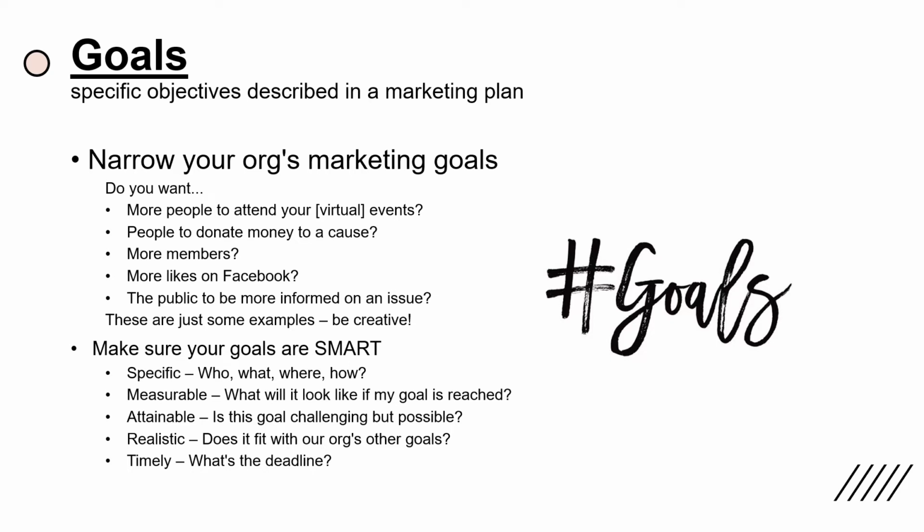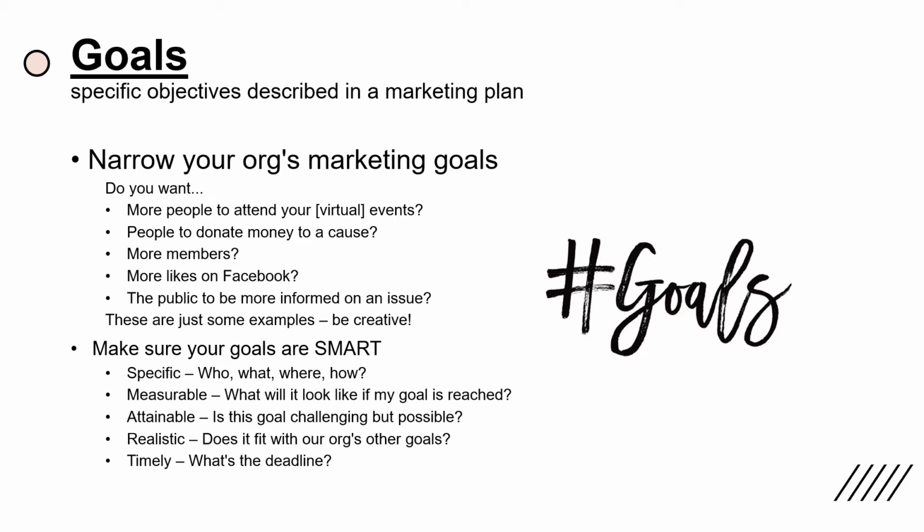Now it's time to define your goals. Narrowing them down might be a little bit hard because you might actually want to do all of these things. I just brainstormed a couple things that I know some student orgs pick as their goals. So a couple examples are you want more people to attend your events, which might be mostly virtual this semester. Do you want people to donate money to a cause? Do you want more members, etc.?